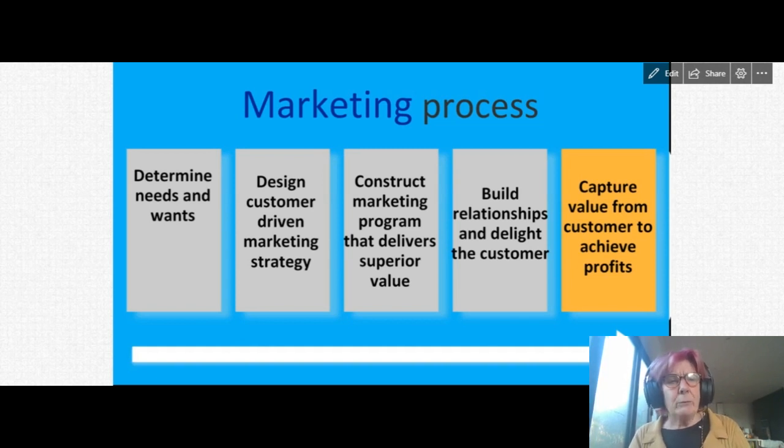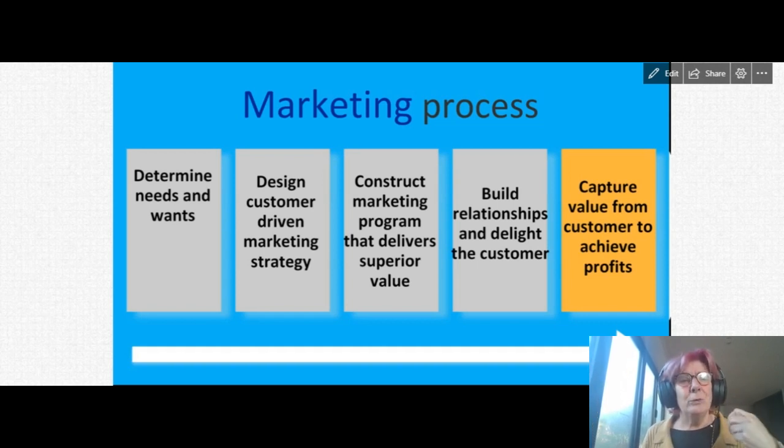So we start by finding out what our customers want. And once we know what they want, only then can we design a marketing strategy that will work with those customers. And once we've designed that marketing strategy, then we can put it into action. We can construct our marketing program. We can start to create those products. We can set our prices. We can decide on our promotion techniques, and we can make sure that we get our products to our customers in the way that works for them.